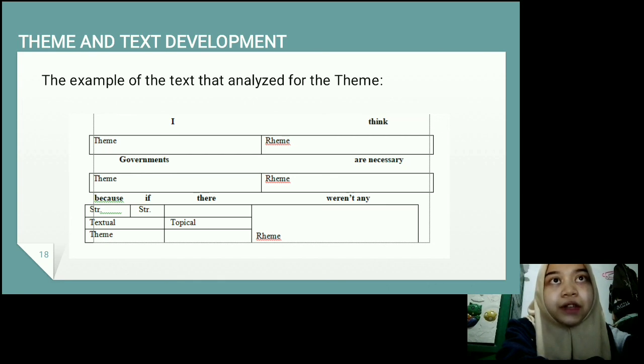So the next is theme and text development. This is the example of the text that was analyzed for the theme.